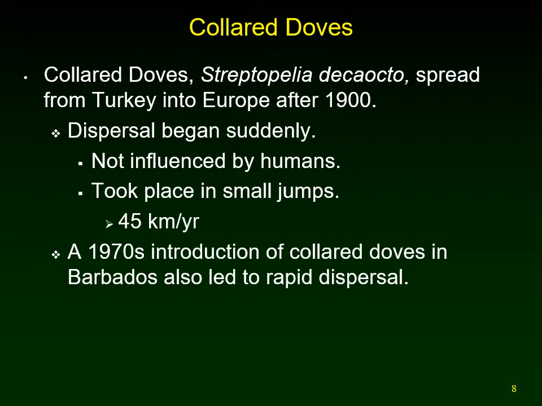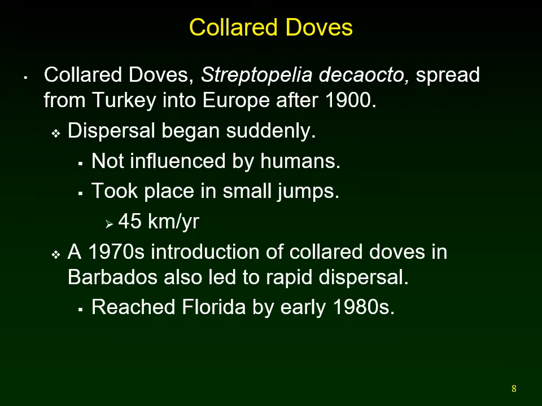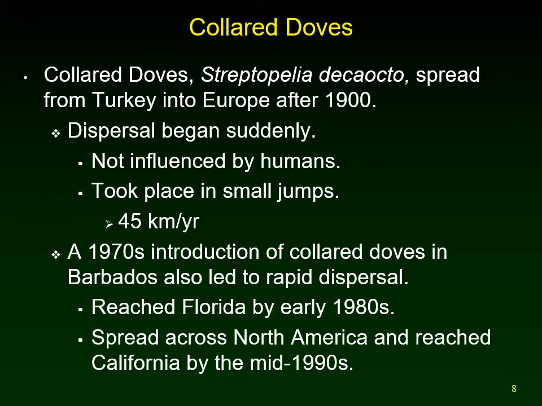And a 1970s introduction of collared doves into Barbados also led to rapid dispersal. They reached Florida by the 1980s and spread across North America and reached California by the mid-1990s.